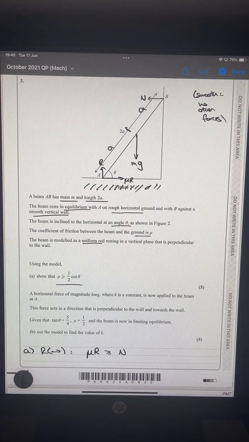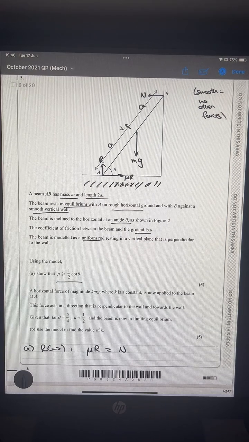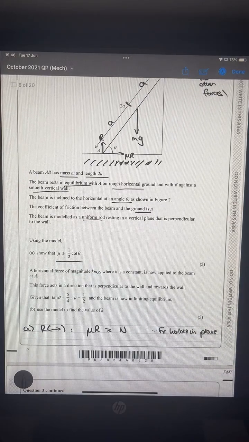I think the mark scheme is a bit funny about if you use an equal sign and switch or whatever. But yeah, know that this is here. Why? Because the friction holds it in place. That's the reason I've said mu R is greater than or equal to the normal contact N. So now I need to find what R is and what N is.